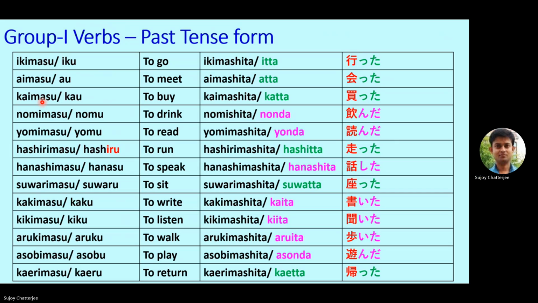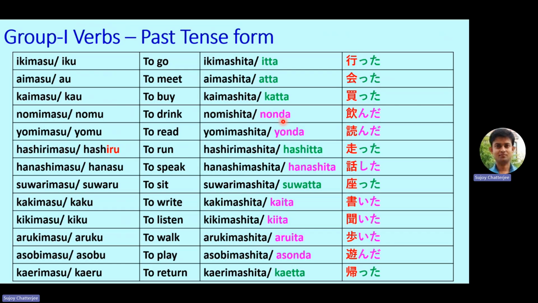Kaimasu, kaimashita. This is the stem verb kau, which means to purchase. And for a similar reason, it is katta, because here the kanji denotes only the ka portion, not the u portion. Then we have nomimasu or nomu, which means to drink, nomimashita. Now the verbs that are written in this pink color, these are the exceptions.